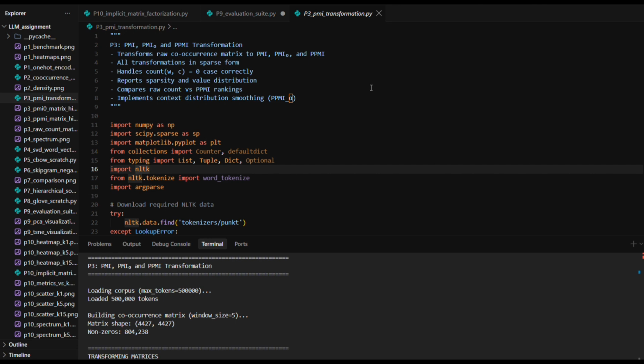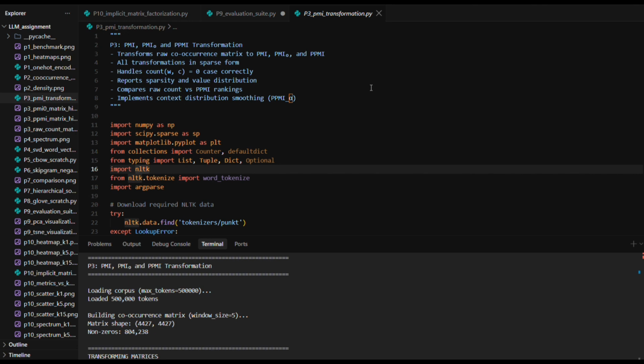So first, let us understand what PMI is. PMI measures how much more likely two words are to appear together than by chance. It has a simple formula: PMI of W comma C equals log of P of W comma C divided by P of W times P of C. If words co-occur more than expected, PMI is positive. If less often, PMI is negative. For example, king and queen have high positive PMI because they appear together often. King and banana have negative PMI because they rarely appear together.